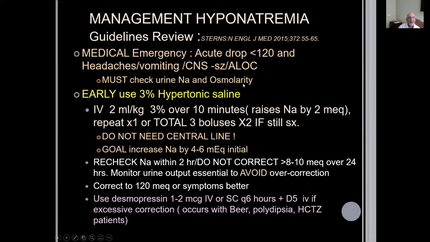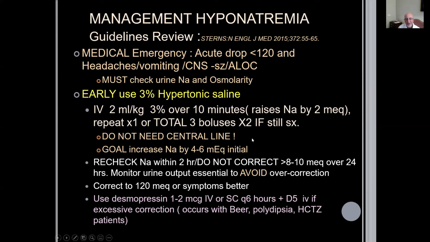So the management of hyponatremia, again, is reviewed very nicely in this New England Journal of Medicine article by Sterns, who is an authority in this area. It is clearly a medical emergency. A rapid drop in serum sodium will lead to neurological symptoms, including headaches, vomiting, falls, cramps, unsteady gait, possible seizures. And when these patients are seen in the emergency room, one must check the urine sodium and osmolarity stat in order to proceed further. If the patient has SIADH, one must use hypertonic saline early.